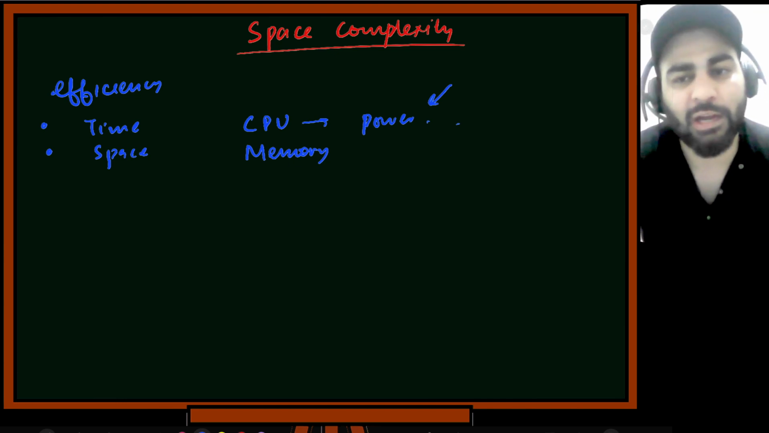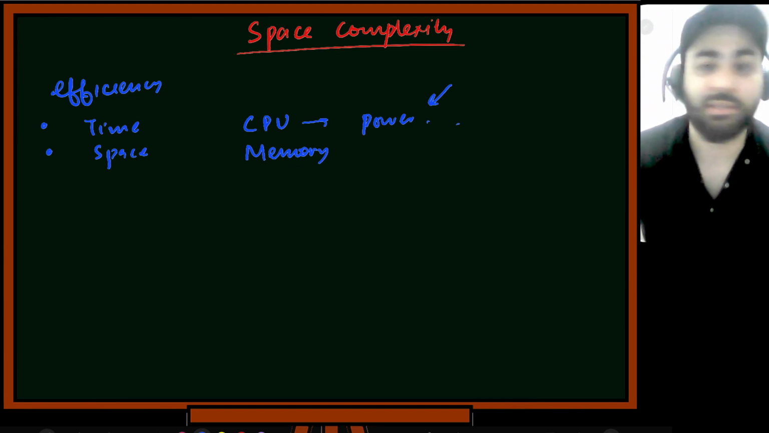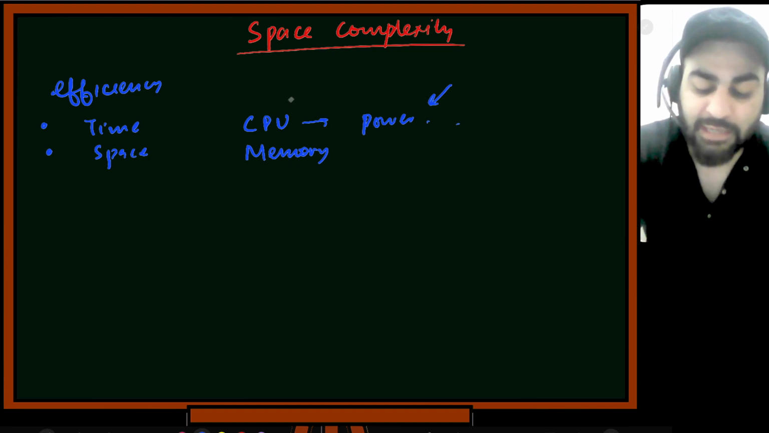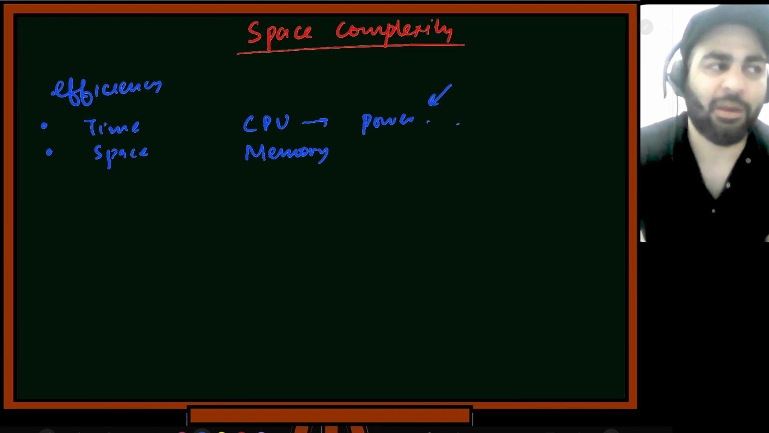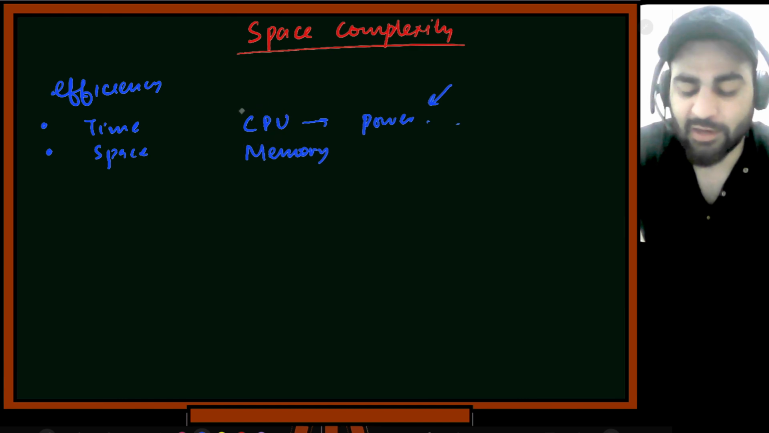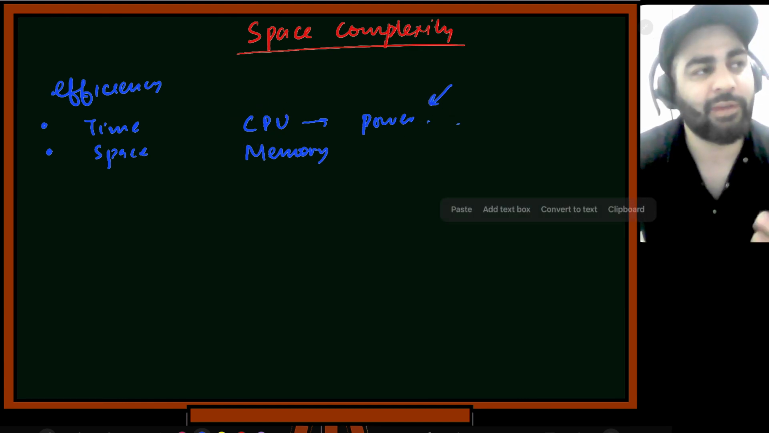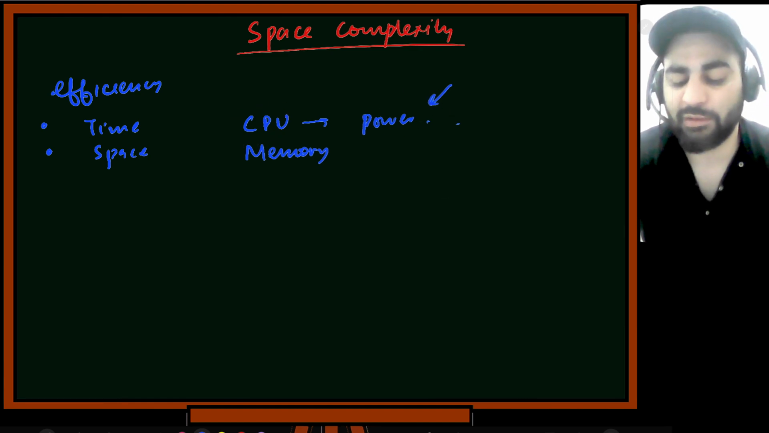But underneath the hood, you know what the repercussions of these things are. If an algorithm is taking a lot of time, that means it is taking a lot of compute power, a lot of computation is being used. If it's taking a lot of computation power, the power drained by it will be very high, and this algorithm is not efficient.